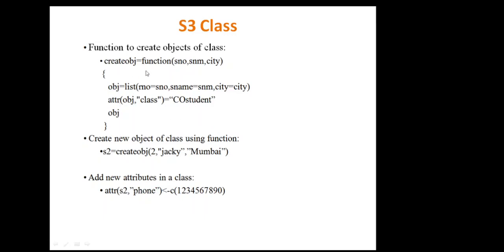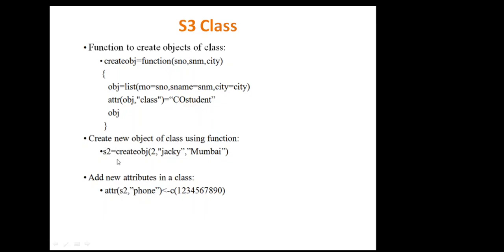And then while calling this function, we need to assign the result of this function to some object. So S2 equals create obj and then the list of values that we want to pass to that particular function. When we execute this command, S2 equals create obj and the list of values, our new object S2 will get created with class CO student.